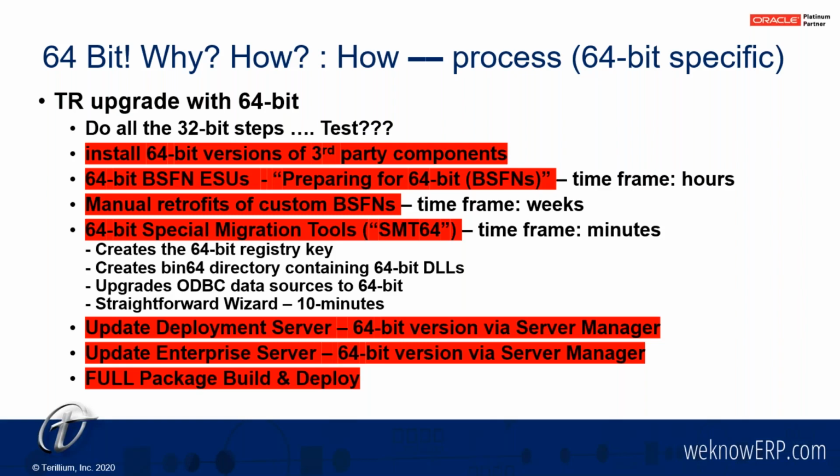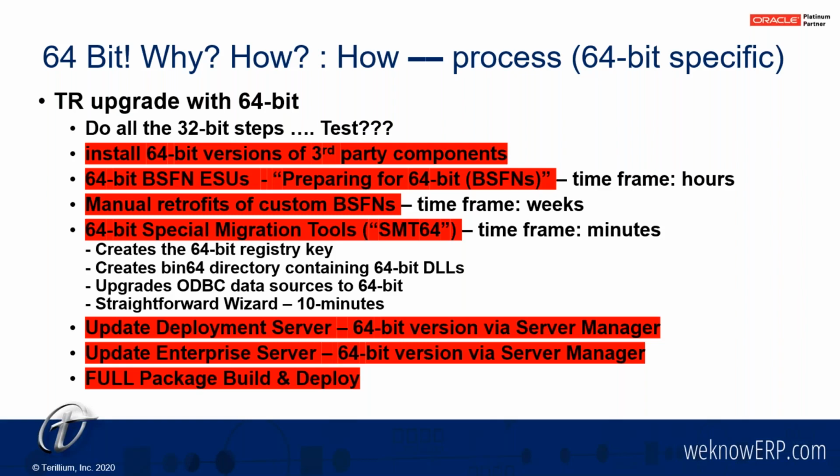The time frame you're looking at is hours. You're looking at about the same time as it takes to do, say, a full package build. There are something like 300-ish business functions that needed to be manually changed and modified to be compatible with 64-bit, that wouldn't lend themselves to the automated process that we'll talk about later. So you have to apply that. But the good thing is you only do it once.